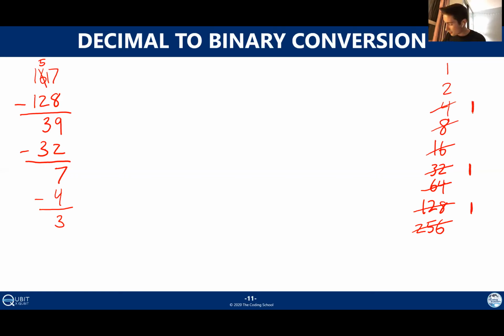Cross it out, mark it that I subtracted it. 2 also works, so I'm going to go ahead and subtract 2 out of here to get 1. Mark it off to show that it has been subtracted. And then finally, 1 also works. So I'm going to subtract 1 off here to get 0. Cross it off and mark to say that I subtracted it.